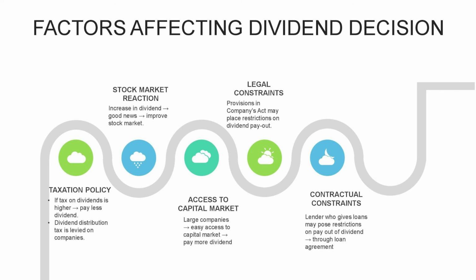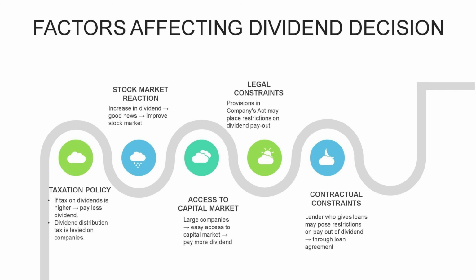The firm should also consider the taxation policies. For example, if the tax that is being levied on the dividend is high, then obviously it makes more sense to pay less dividend. Next is to identify the stock market reaction, because as we were previously discussing, any payment of dividend will be considered good news among the shareholders, obviously, because it is kind of an income for the investment that they had made in the form of equity.